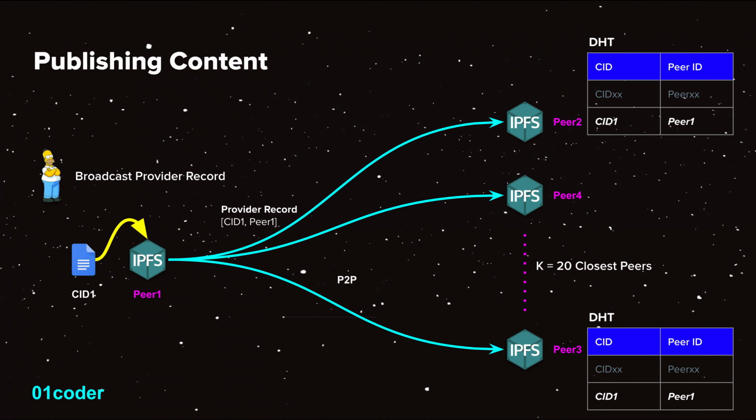Once Simpson's data is imported and published locally, the local node, peer 1, is going to broadcast the provider record to its 20 closest peers. The provider record contains a pair, CID1 and peer 1. All the peers that receive the record will add a new entry in their own DHT, so they all know that peer 1 is a provider of CID1.